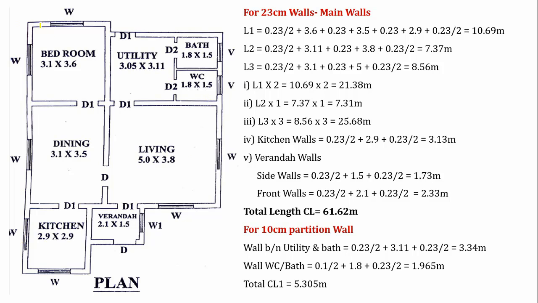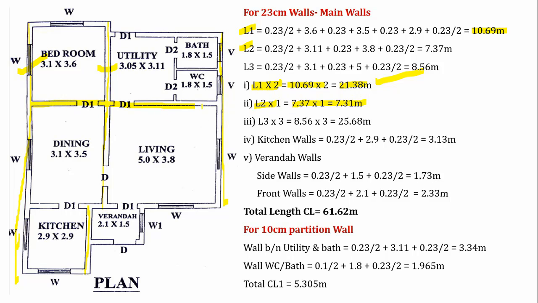Next if you see this wall length from here till here plus from here till here, if you add up, that will be equal to this length. So we can write L1, L1 into 2, that is 10.69 into 2, you will get 21.38 meters. That means this wall is completed. Next we have calculated this length, that is L2, multiplied by 1, only one wall, that is 7.37 meters.